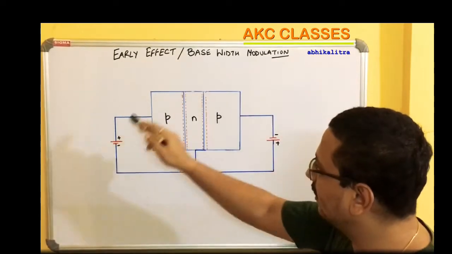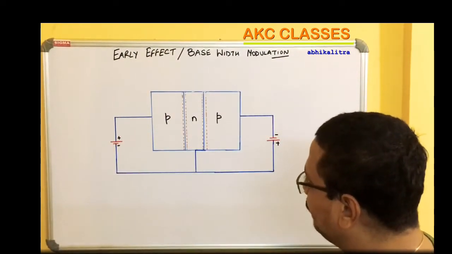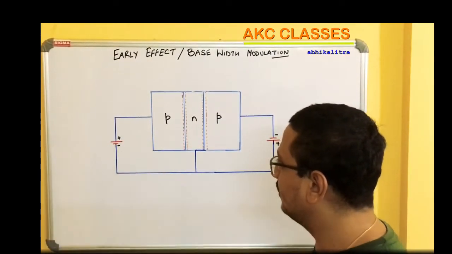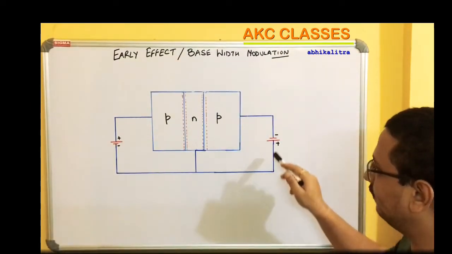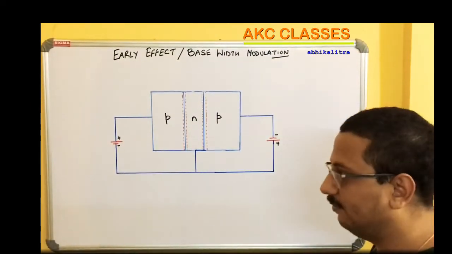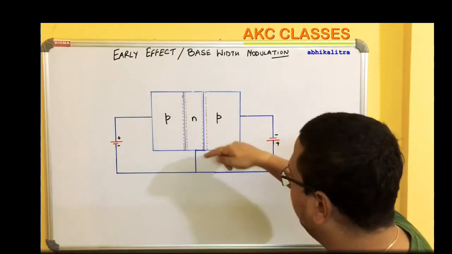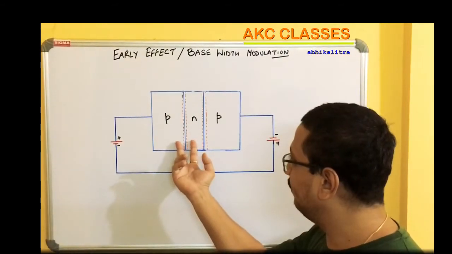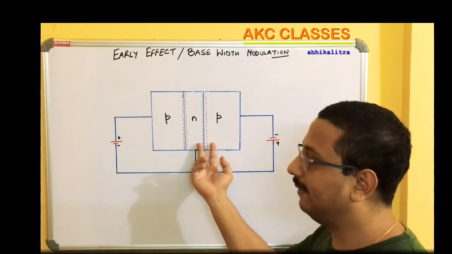So we have considered a PNP transistor. And if you see carefully, the base emitter junction of this PNP transistor is forward biased, and the collector base junction of this particular transistor is reverse biased. The red dotted lines in the PNP transistor are the depletion regions: this one is the depletion region between the emitter and the base, and this one is the depletion region between the base and the collector, right?